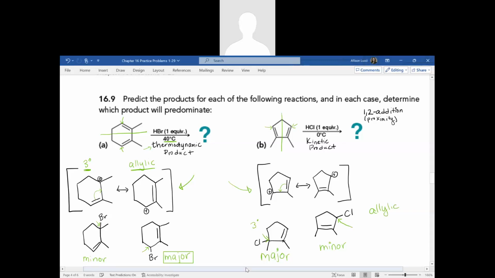And we see that our tertiary site will generate our kinetic product. We are at lower temperature here. And if you recall, this is most likely due to a 1-2 addition and that effect of proximity, where we have our protonation and then our addition of our chlorine in a 1-2 fashion.